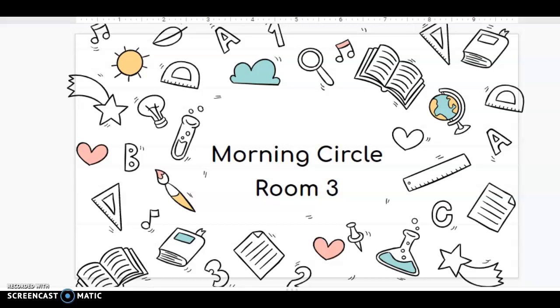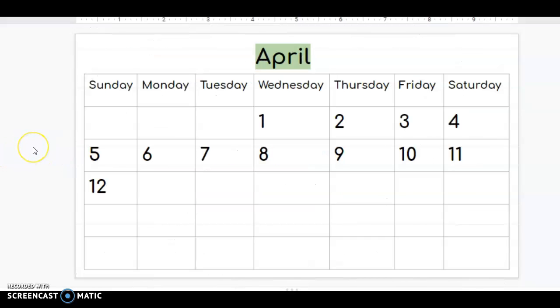Since you guys know that we can't go to school right now, everything is going to be on our laptop, tablet, or our iPad. So let's look at our morning circle slide. Okay, just like how we did in the classroom, we're going to look at our calendar to find out today's date. So the month that we're in is April.